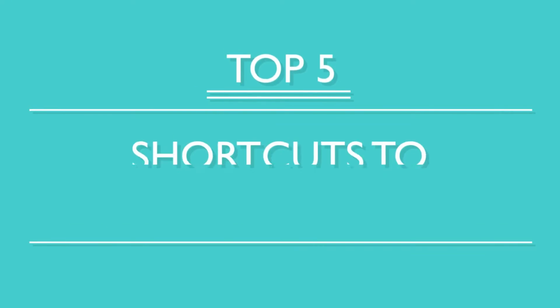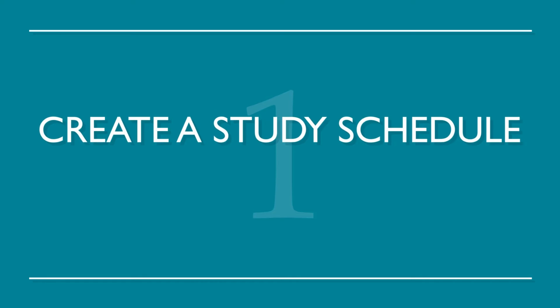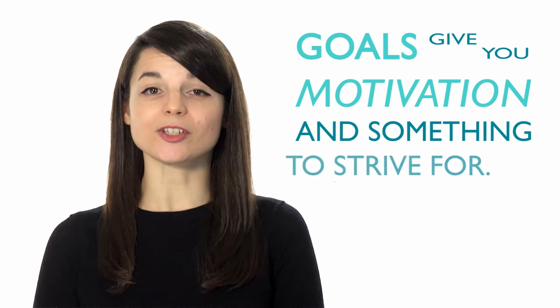You've decided to study a new language. So now what? Well, you want to become fluent fast, right? Here are the top 5 shortcuts to learning a language. Number 1, create a study schedule and set some goals. Many language learners are unorganized. Creating a schedule allows you to free up time to study consistently. Goals give you motivation and something to strive for.